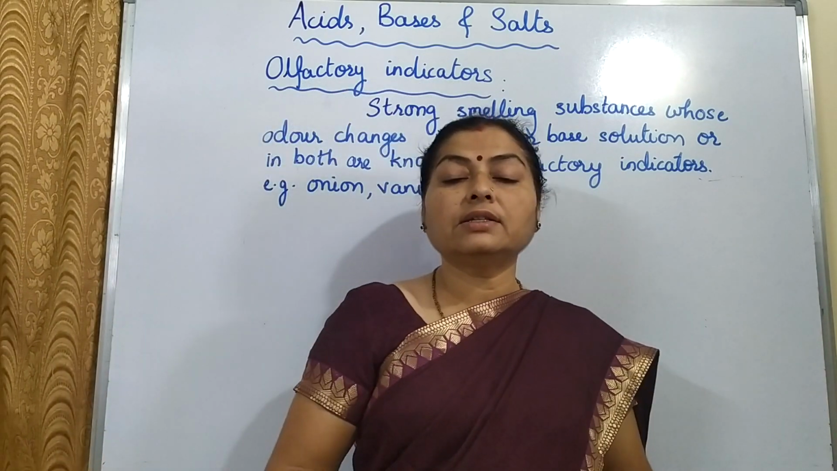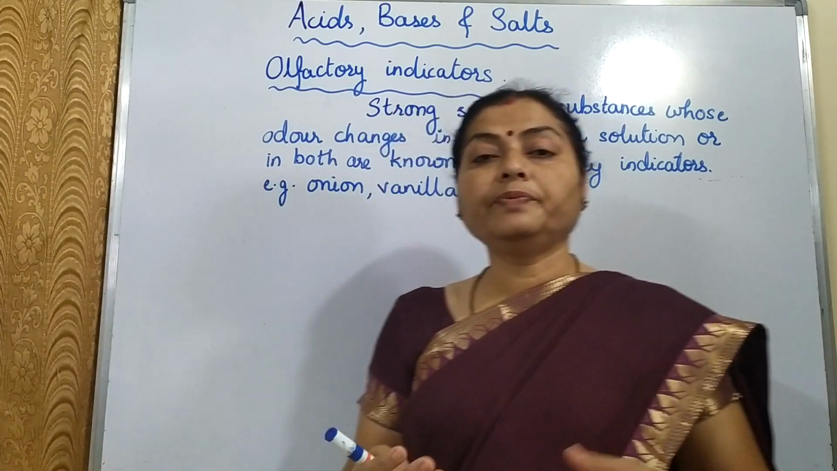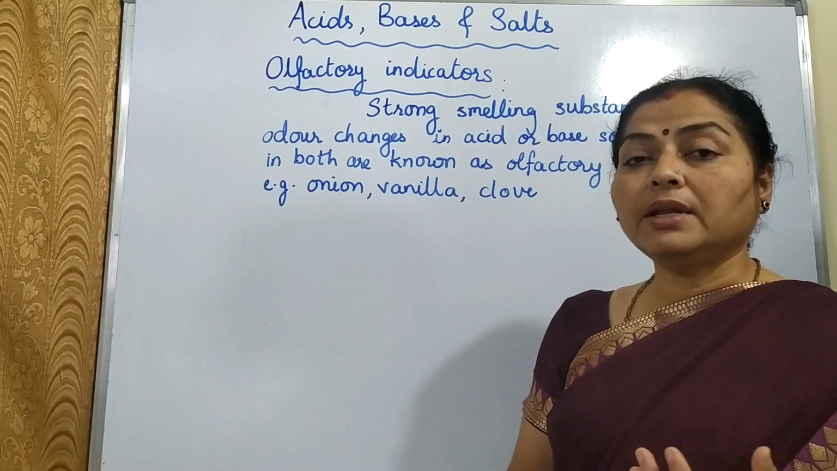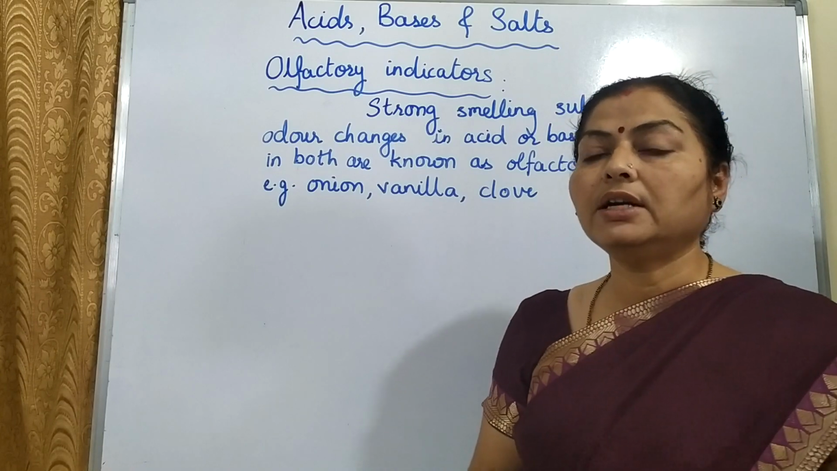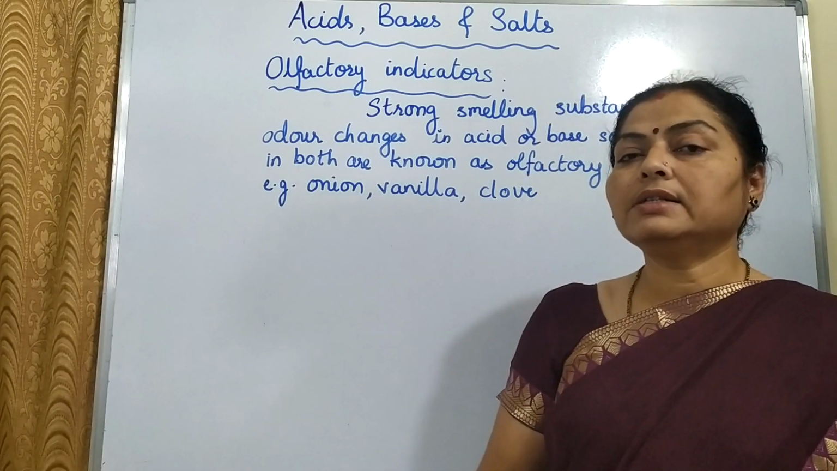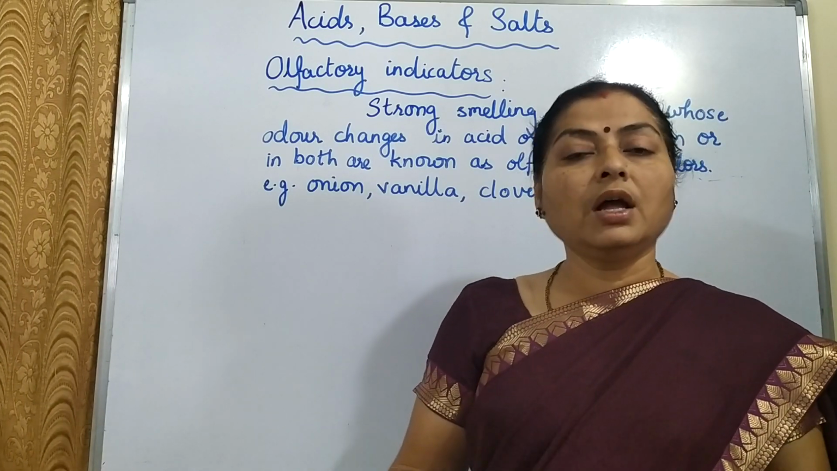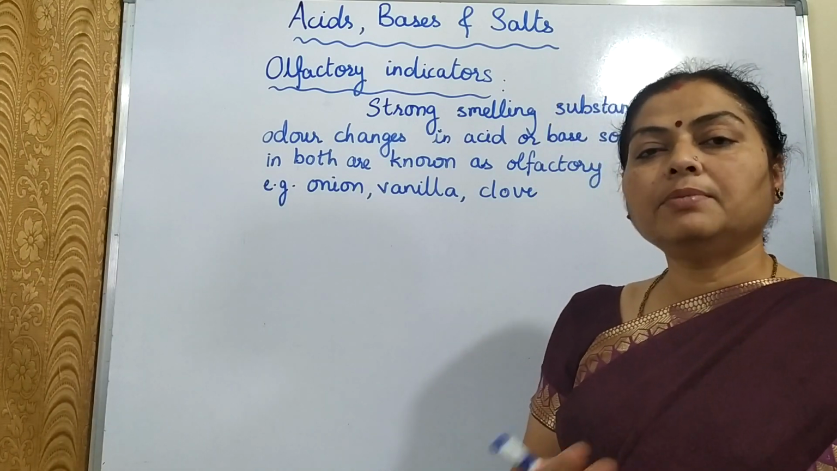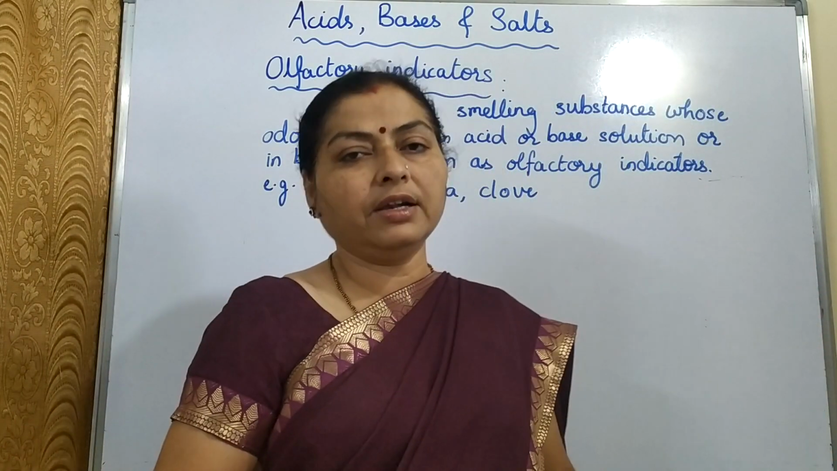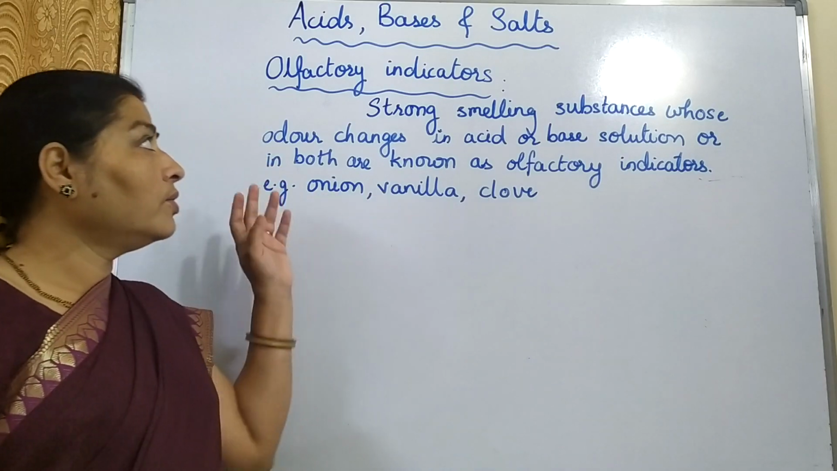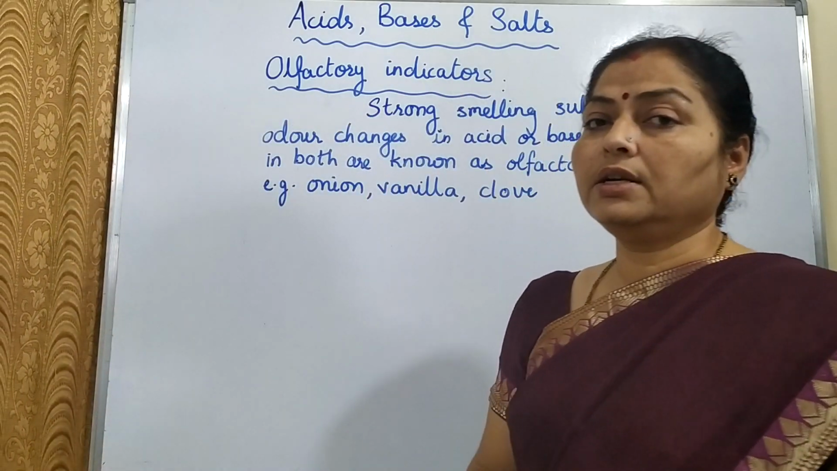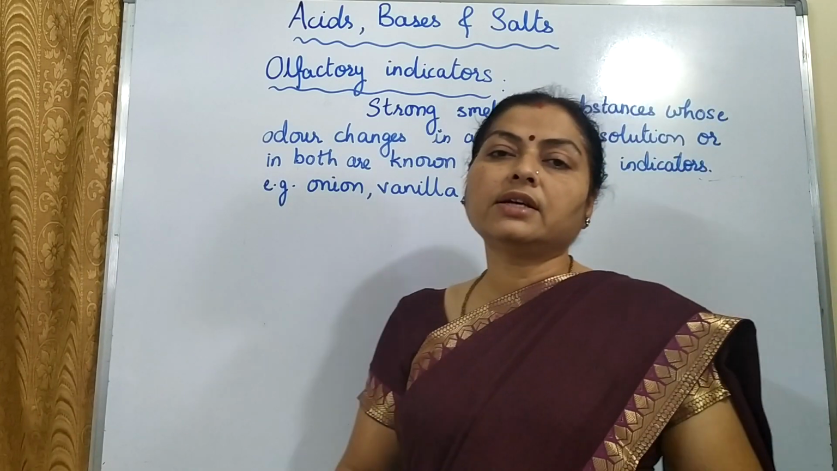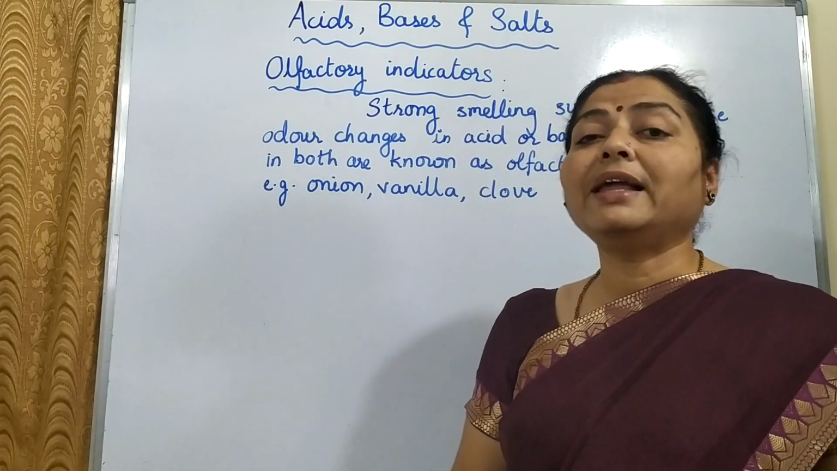Then we had also seen an activity in which we saw the change in the color with turmeric, and there were many natural indicators which were used in that activity. So we did many things to explore how the color changes in acidic medium and basic medium of different colored substances. Today we are going to see olfactory indicators. The term olfactory is associated with the sense of smelling.